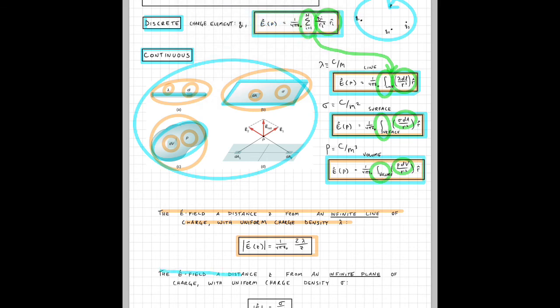And the field a distance z away from an infinite plane of charge, or a sheet of charge, is given by this expression. And in class, we'll go through a few examples where we either execute the integrals that I've just highlighted over here on the right, or we leverage these two limiting special case expressions for calculating the electric field.